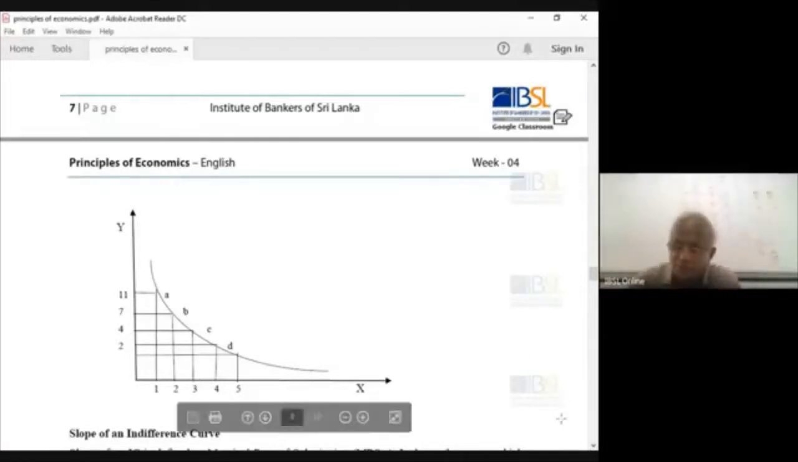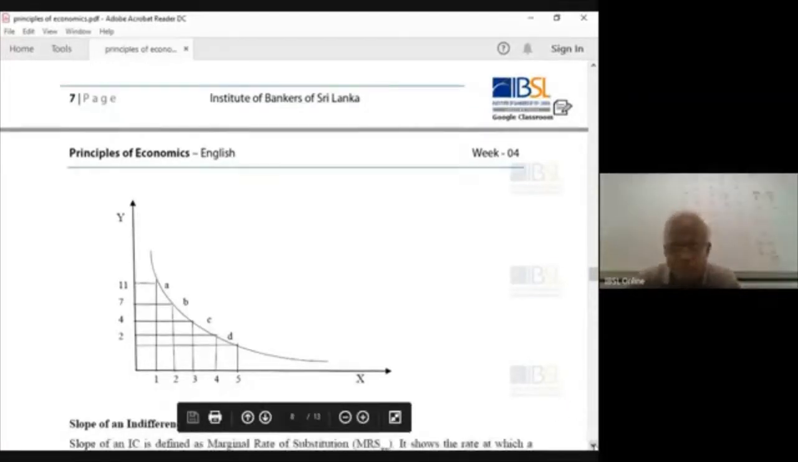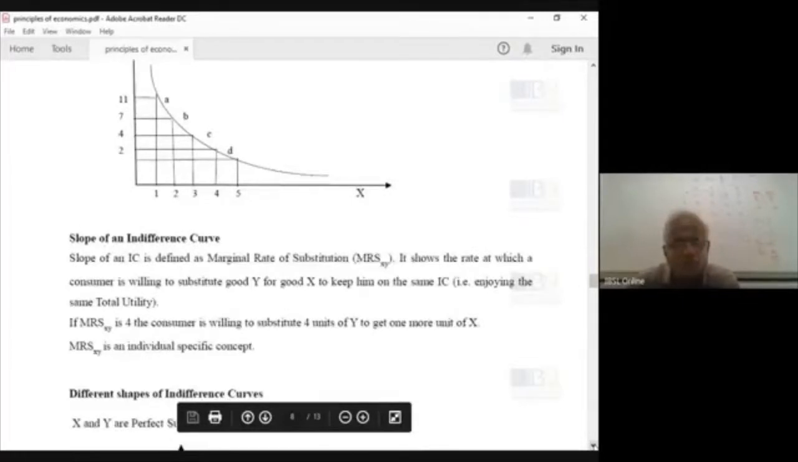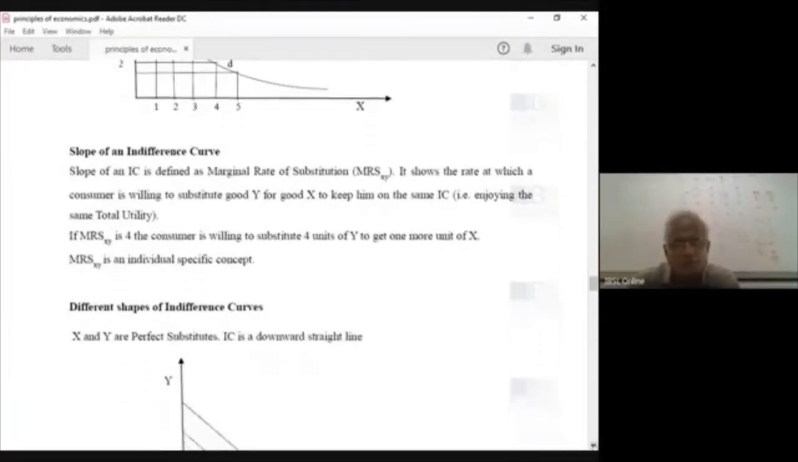Let's say when two goods are substitutes, perfect substitutes. What is a perfect substitute? Tell me an example. You might say tea and coffee are substitutes. Agree. What else? Bank service of HNB and service of a commercial bank are substitute services. Good. Agree.